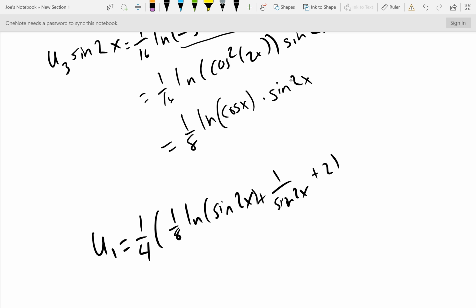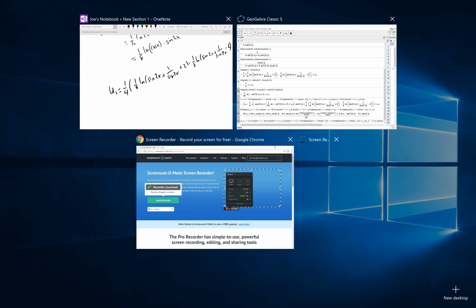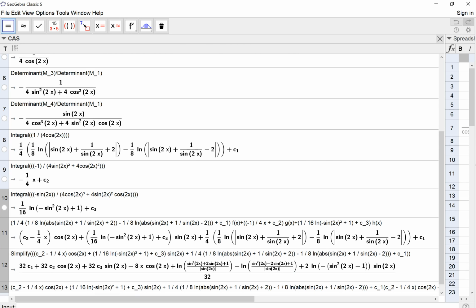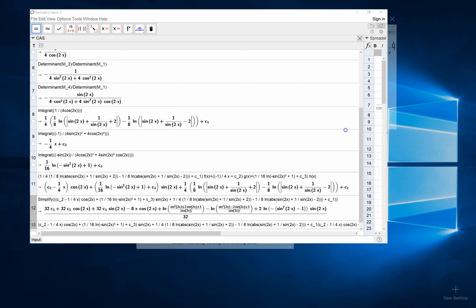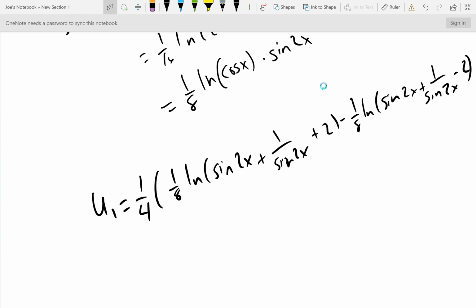And then it was minus 1/8 natural log of sine of 2x plus 1 over sine of 2x minus 2. All right, so what do we have here? Let's double check, make sure I have this right. Good. I'm not going to worry about the absolute values. We're going to use solutions that don't have negative values in here. I'm not going to worry about those.